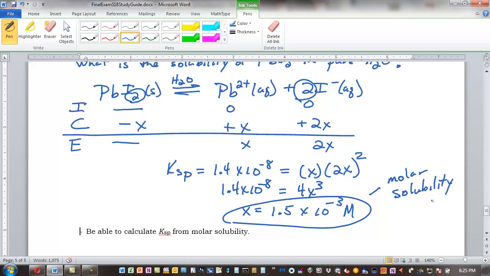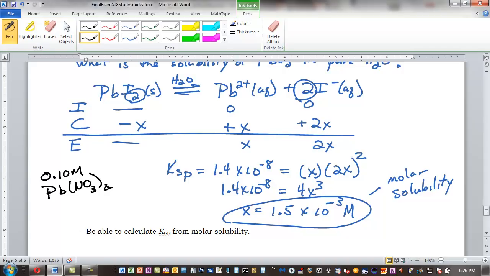Let's do one more real quick. So this one was pure water, but what if it was in 0.1 molar lead nitrate? What would that change in our ice table? Okay, the initial concentration of lead would not be 0.